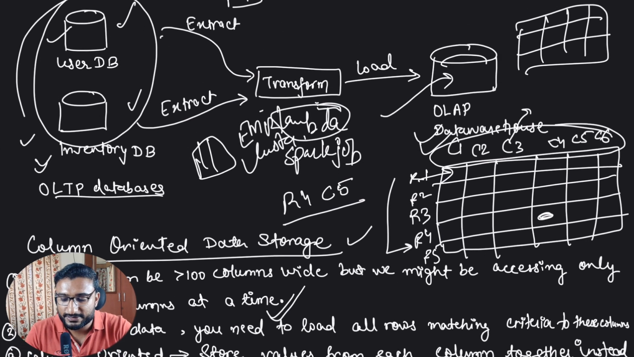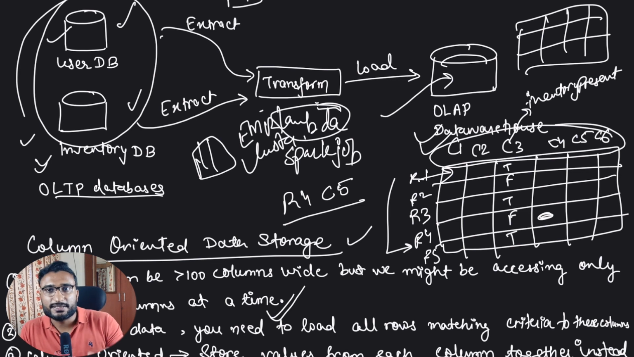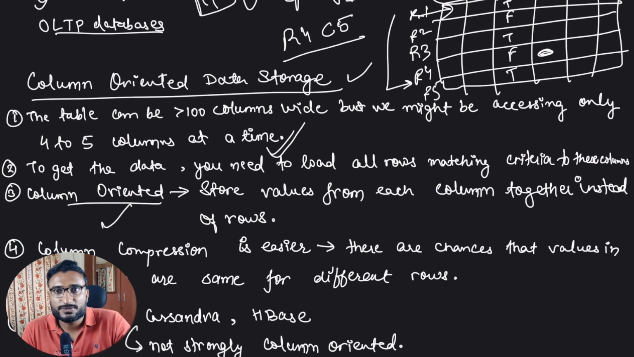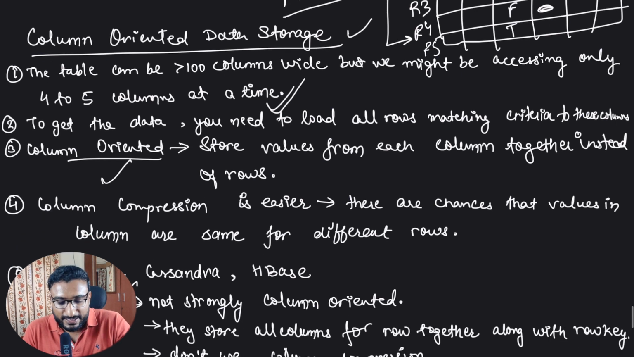Let's say here C3 represents inventory present, okay, so it can be true, it can be false, it can be true, it can be false, it can be true. Okay, so if you see the values are repeating, so there is a possibility that you can compress this into a single field or single attribute and then you can decode it. Okay, you encoded that yes, this value represents this. So if there are the same values present, there is a possibility in the case of columns that the same value is repeating multiple times, so there is a chance of column compression.